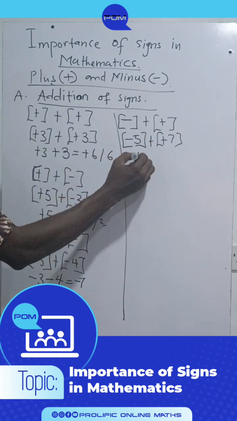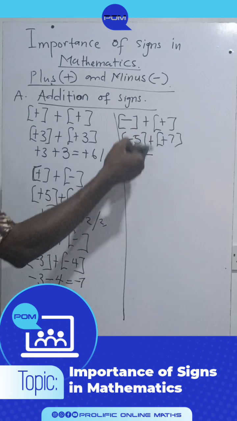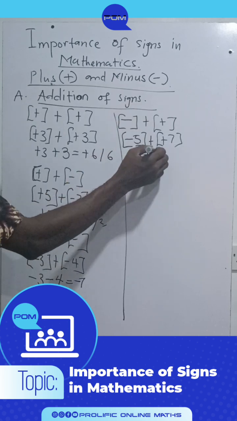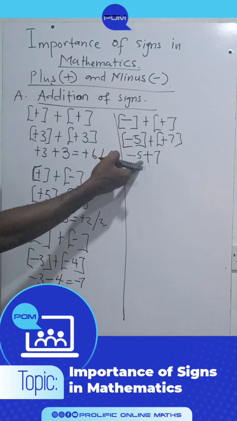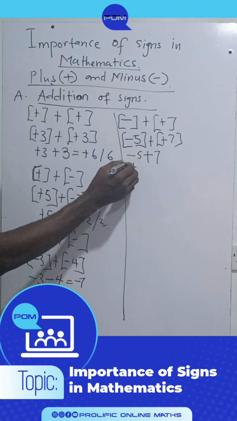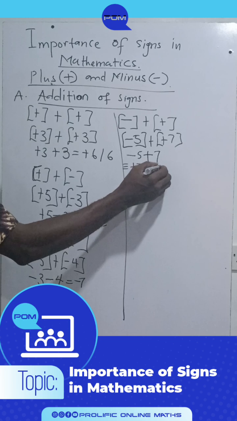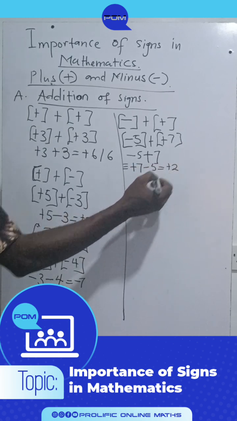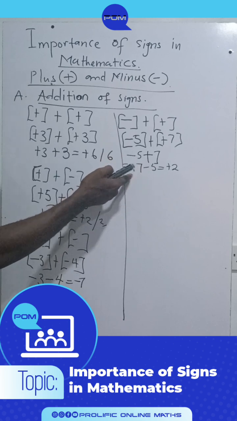So this will give you minus 5, minus 10 plus will give you plus. So you write your 7. Minus 5 plus 7 simply means you are subtracting 5 from 7. Or you can write it like this: plus 7 minus 5, which will give us plus 2, because we are actually subtracting a smaller number from a bigger number.